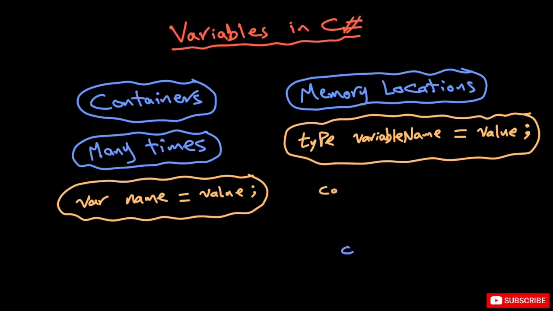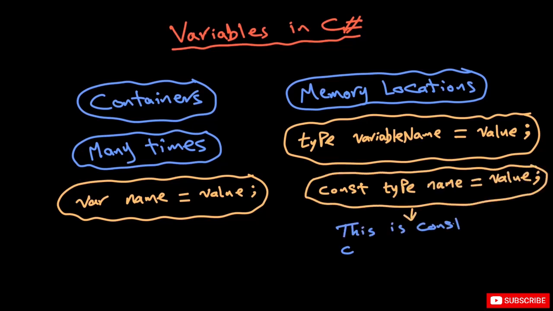Also, in the C# programming language, you can use the const keyword to declare variables. But once you use the const keyword to declare constant in the C# programming language, it cannot be changed after that. This is a constant. You cannot change its value after declaring it by using the const keyword.